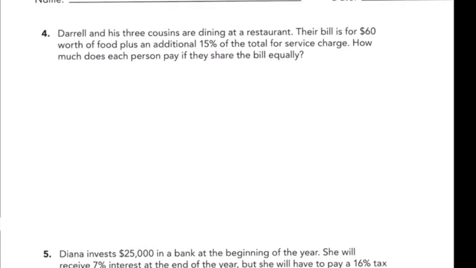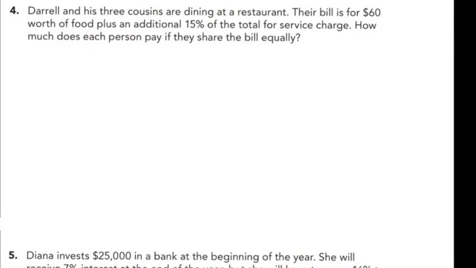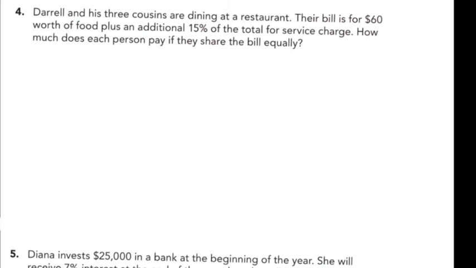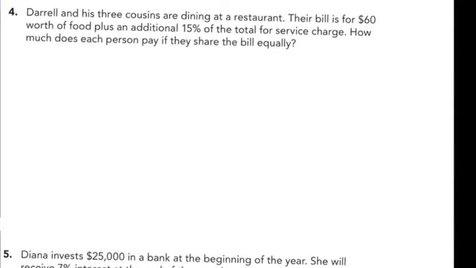Okay, number 3 is very similar to number 2, so I'm going to just move on here. It says Darrell and his 3 cousins are dining at a restaurant, and let me just make it a little bigger. Their bill is $60, plus they have to pay 15% for service charge. Then we have to figure out how much each person pays. Real quick, service charge is the same thing as their tip. So it costs $60, so we have 15%. Let's go backwards. We have 15% for the total of the service.